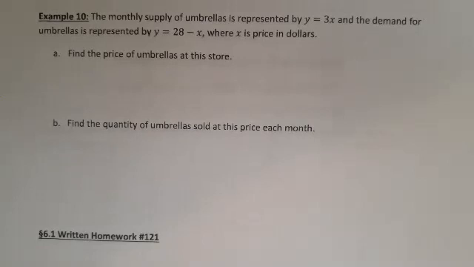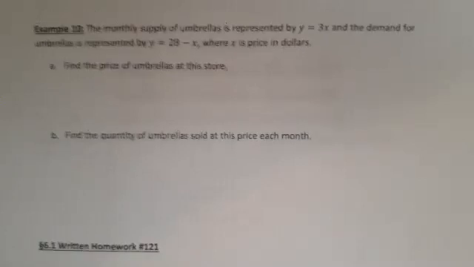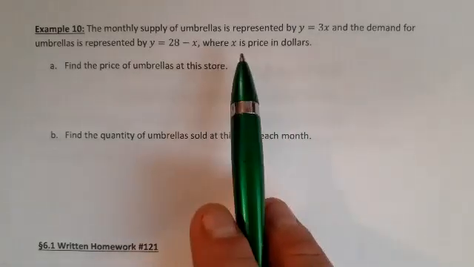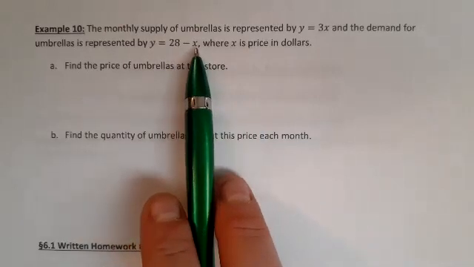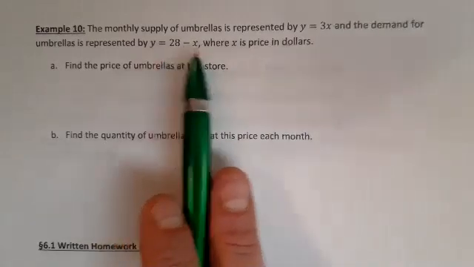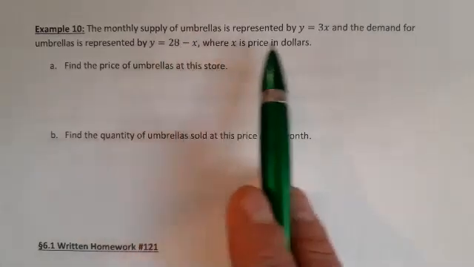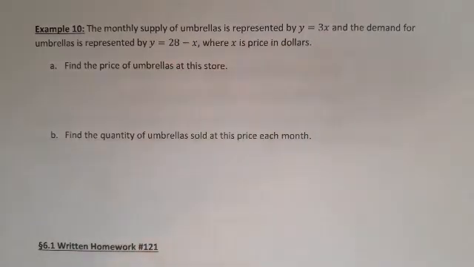Okay, so they're trying to give us a sort of word problem. And so if we want to know what the price of the umbrella is, we want to know what the x variable is. We want to know the price of the umbrella. So we're going to have a certain price. And you might notice as the price goes up, the demand for the umbrella is going to go down. This is a negative line. As the price goes up, the supply of the umbrella is also going up, right?